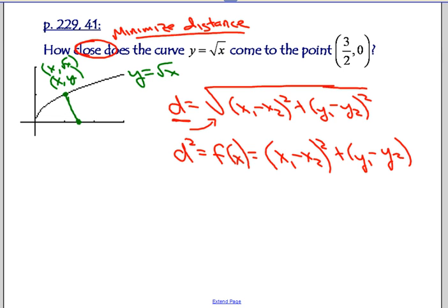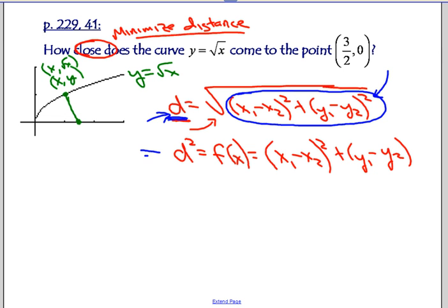So if we think about that for a minute, we wanted to minimize d, and d is the square root. But how would you minimize the square root? And the answer is put the smallest thing possible inside the square root. So this part right here inside the square root, if you want to minimize the square root, put as small a thing as possible inside the square root.